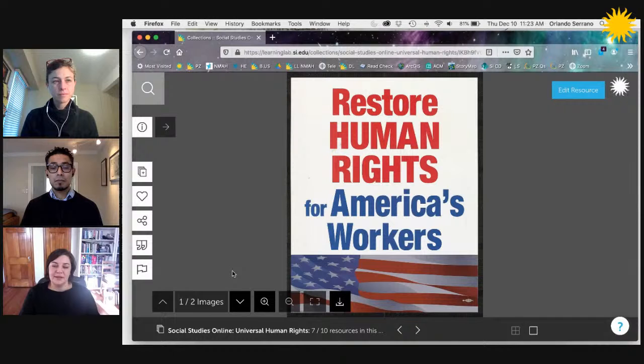So in that context, when we're looking at these posters, Restore Human Rights for American Workers, it's really speaking to the fact that the U.S. is not bound to the same economic labor rights as many of our international peers. And there is a degradation sometimes of those rights, and a lack of accountability within the human rights framework.